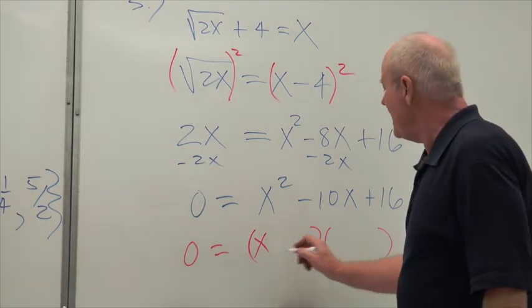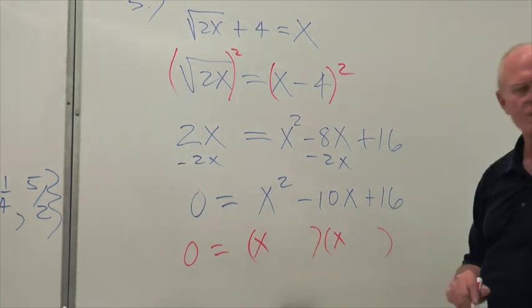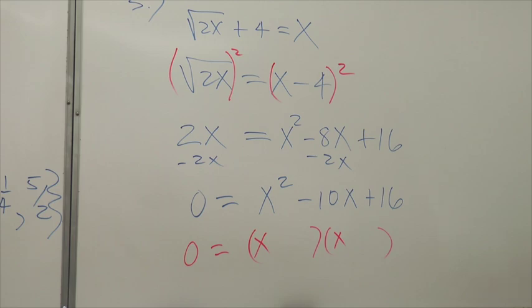You need an x and an x to get an x squared. What two numbers multiply together give you 16 and somehow added together give you the number 10? 8 and 2, right?